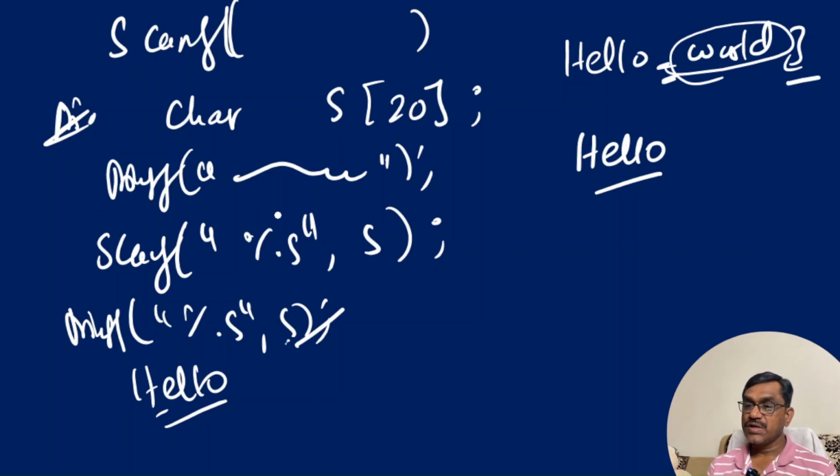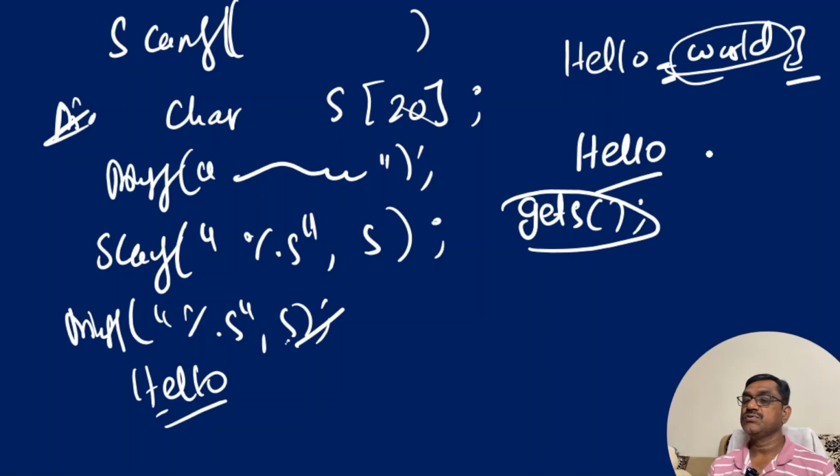To overcome this problem, instead of using the scanf statement, you can use the function called gets. How to use gets? You just write gets and give the string name or array name. Simple. Another doubt you can ask: can you read a string with multiple words by using scanf? Yes, it is possible.